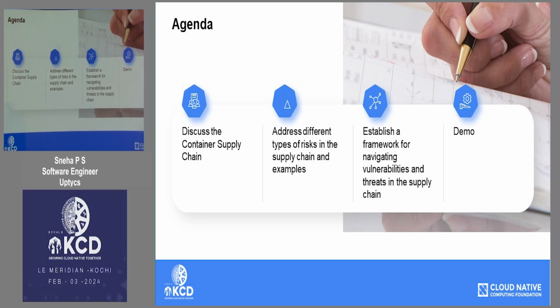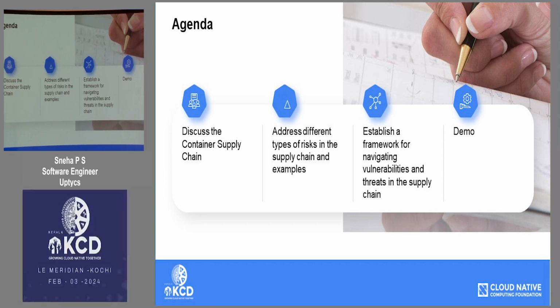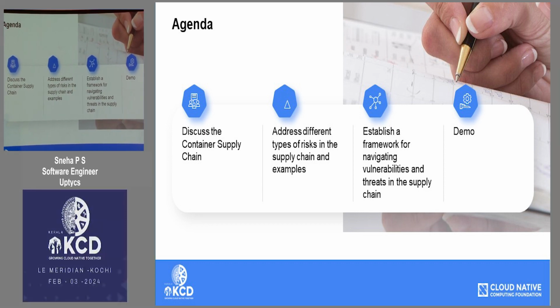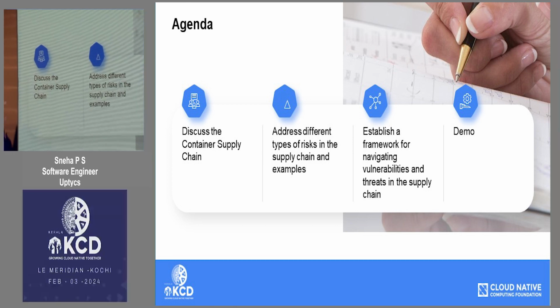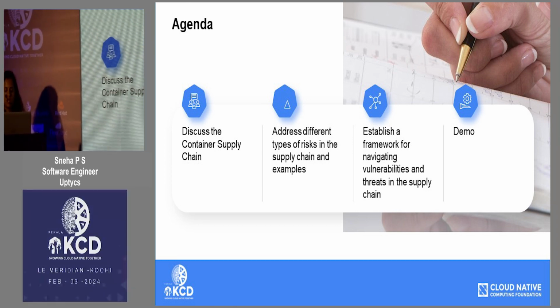We're going to be discussing the container supply chain and how we can address different types of risks in the supply chain with a few examples, and how we bring out a solution, that is establishing a framework for navigating through vulnerabilities and threats. And we cover up with a small demo on how we brought about a solution on this.